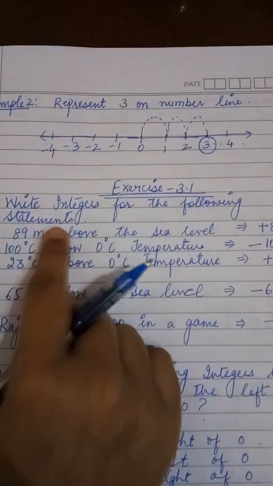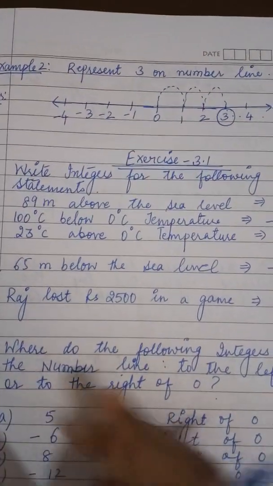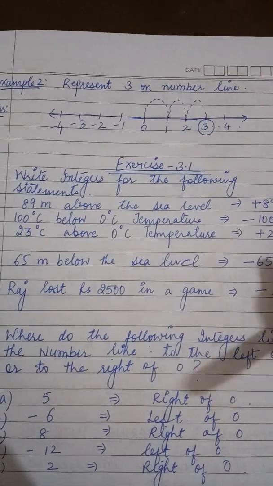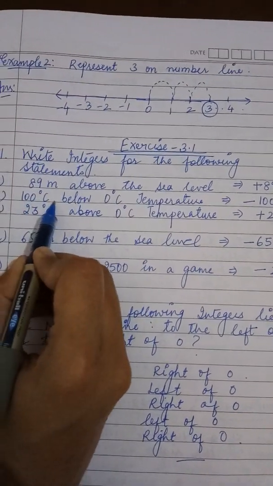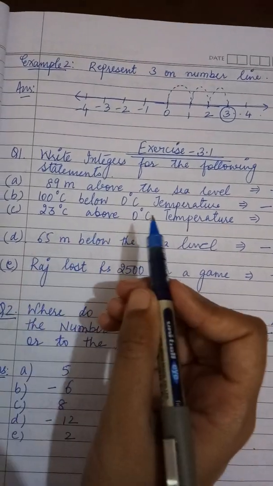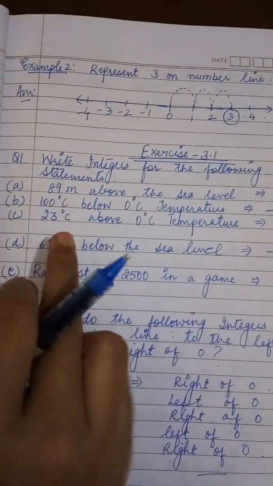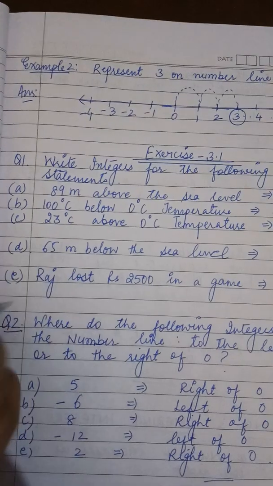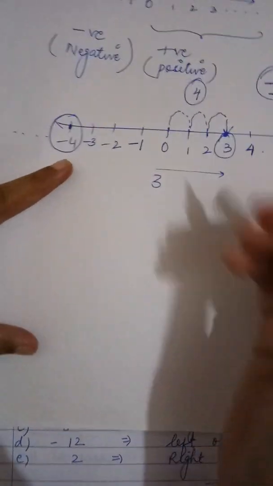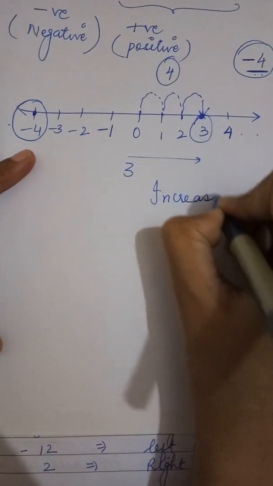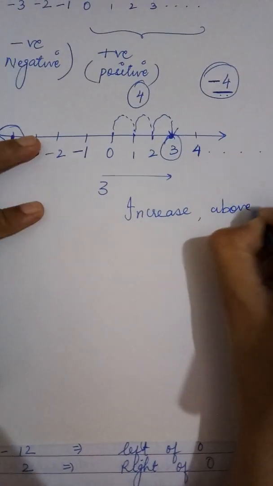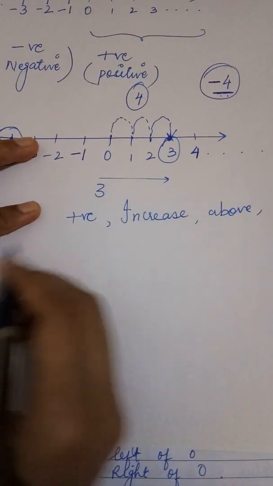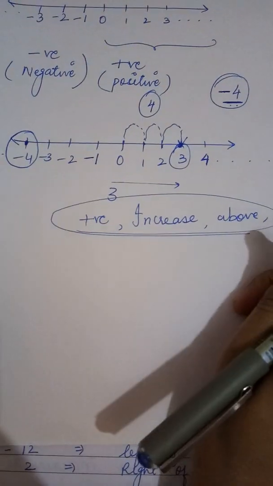Write integers for the following statements. In this question you have to tell the numbers which they have asked, like 89 meters, 100 degrees Celsius, 23 degrees Celsius. You have to tell whether they are positive or negative integers. See, if I am going to talk about positive words like increase, above, positive, that means we are talking about positive integers.